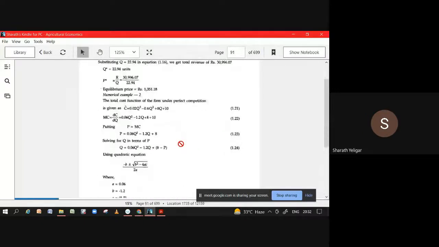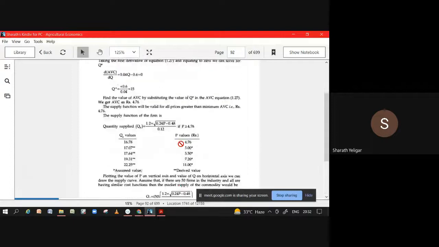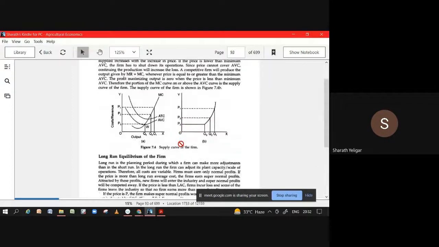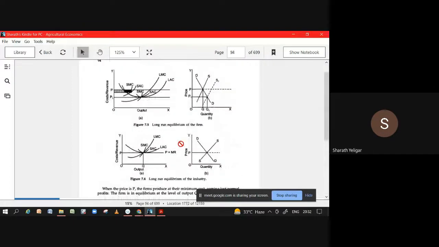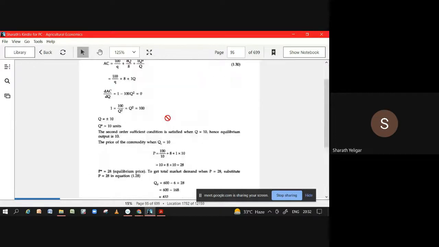In the long run, we will have curves like the long run average cost curve and long run variable cost curve. So here also numericals are there. Don't worry about numericals, they will not ask numericals for you people. So only the supply curve is remaining here, the long run supply. This I will take tomorrow.